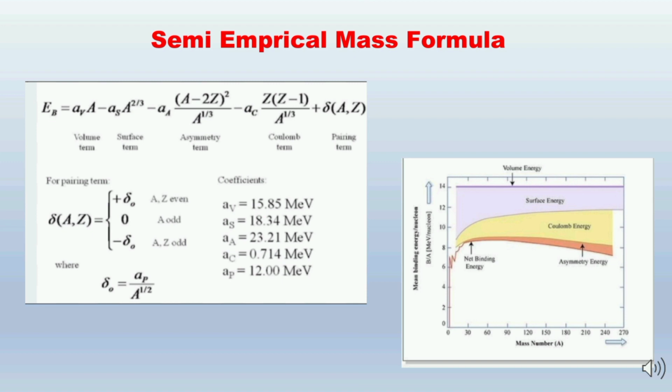This is also negative. The final correction term, delta, allows for the fact that even nuclei are more stable than odd nuclei. The delta value is positive for even-even nuclei, negative for odd-odd nuclei, and the delta value is 0 for odd A. The second image shows the graphical representation of the semi-empirical mass formula, or we can say the Weizsäcker formula.